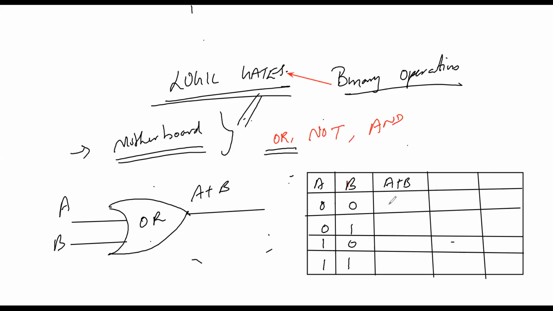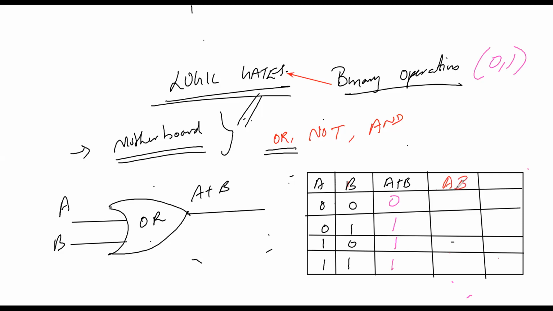0 plus 0 is what? I'll get 0 itself. 0 plus 1 is 1. 1 plus 0 is 1. 1 plus 1 is not 2, because binary operation includes only two values, 0 and 1. So this is again 1. This is for the OR logic gate.